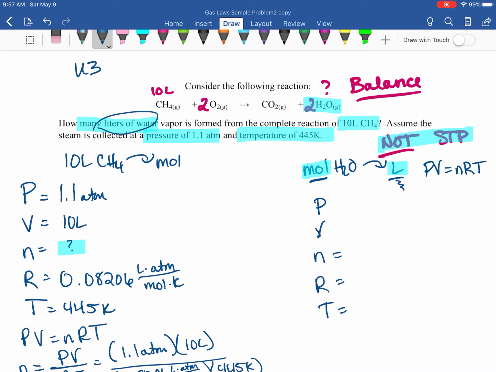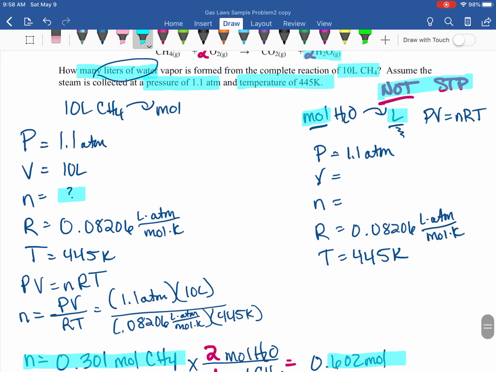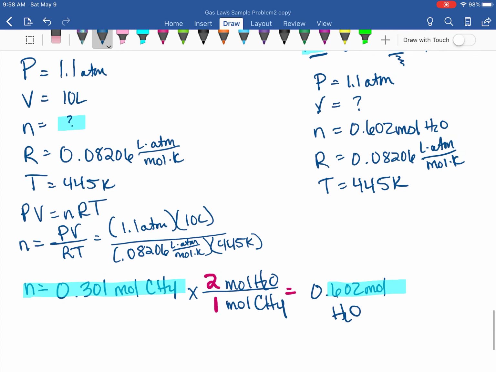Okay, let's do it again. I love it. All right, we do get to use some of the same. This is a reaction all happening at the same time and the same conditions. So our pressure is still 1.1 atmospheres. Our temperature is still 445 K, same constant. Okay. And we just got our moles. That's our 0.602. So let's put that in. That is for our steam.